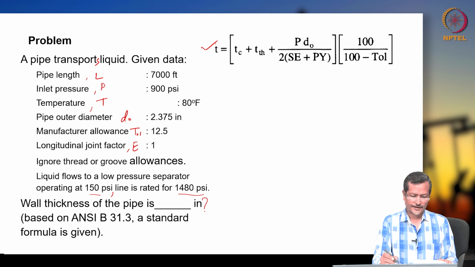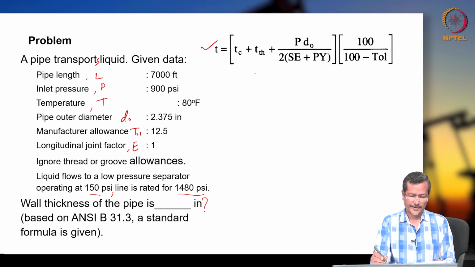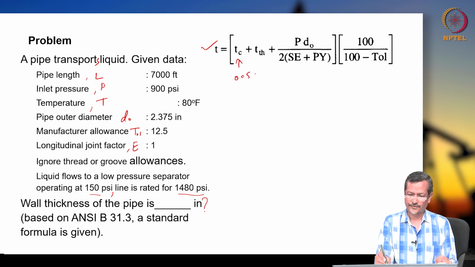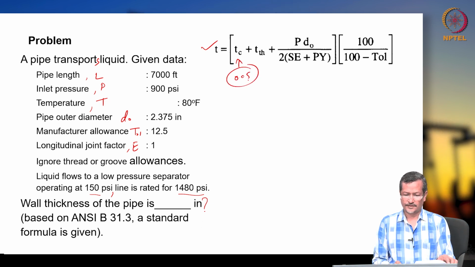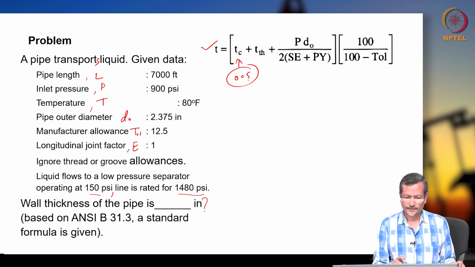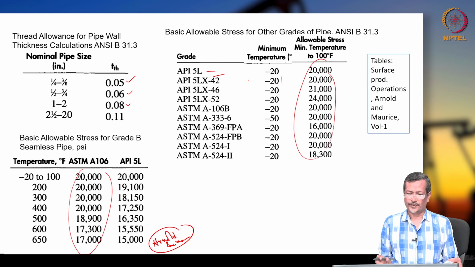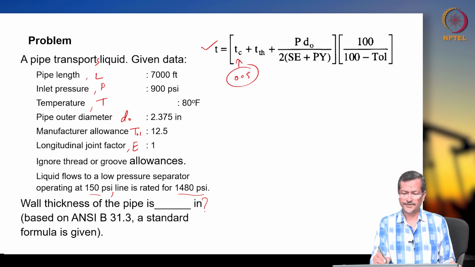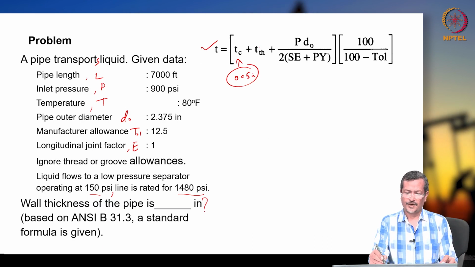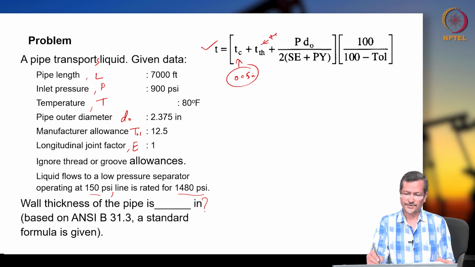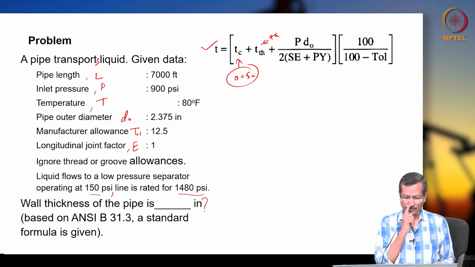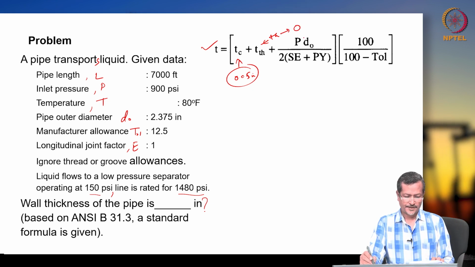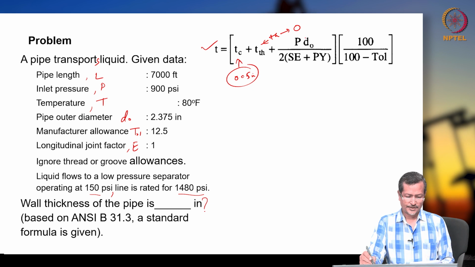So here P and pipe diameter are given, TC is equal to 0.05. Corrosion allowance, if not given, just assume 0.05 inch, and TH is the thread allowance. Here it is written that thread allowance you have to ignore. So thread allowance is 0 actually.